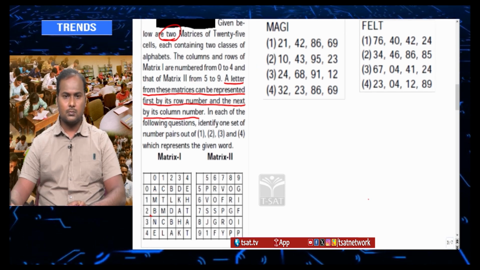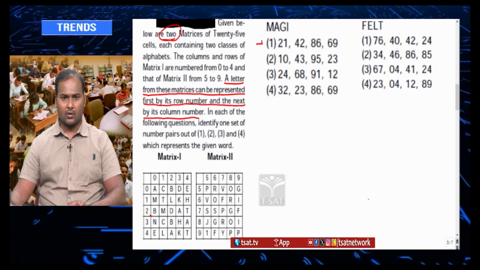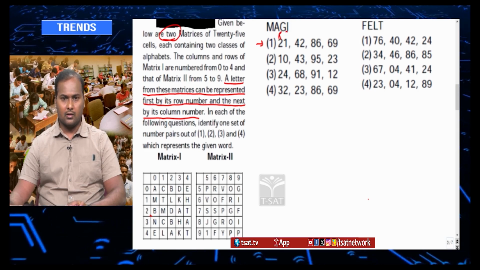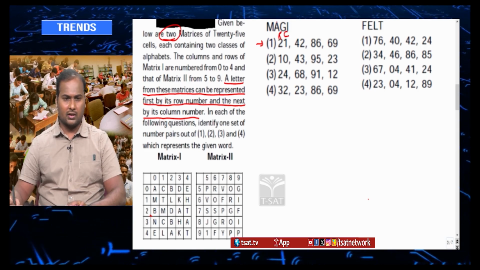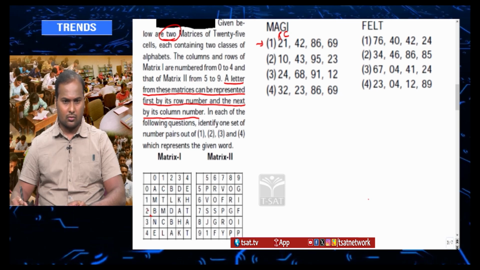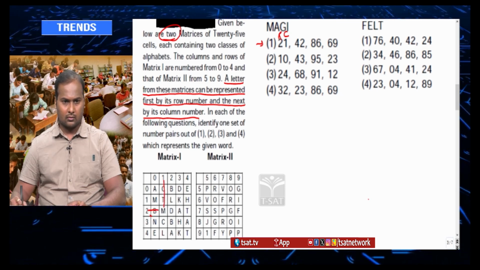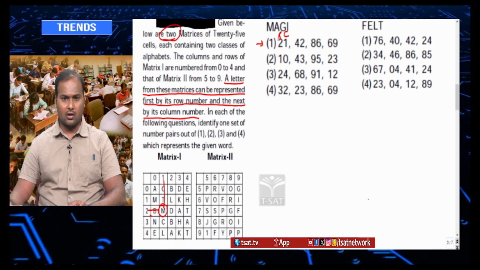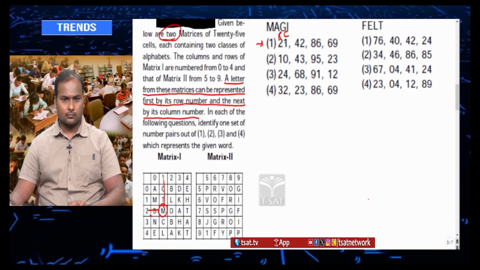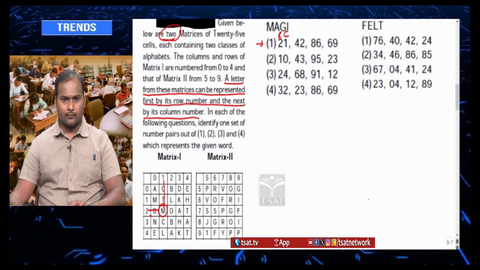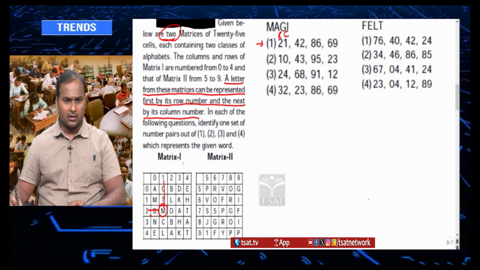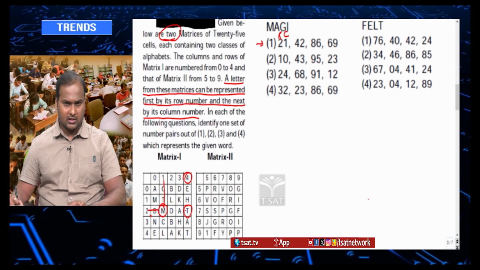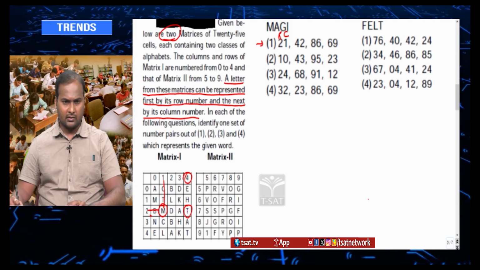See here, first take option 1. In option 1, 2, 1. What is this 2, 1? Row and column. So 2 is row and 1 is column. So check it out, 2, 1. What is there? M. So 2, 1 is coding for M, or 2, 1 represents M. Next one is 4, 2. Is 4, 2 representing A? Check it out here. 4 and 2 is representing A? No, it is representing T.